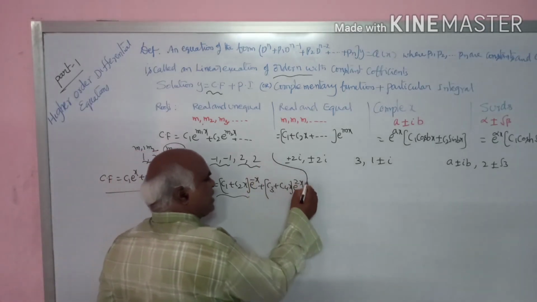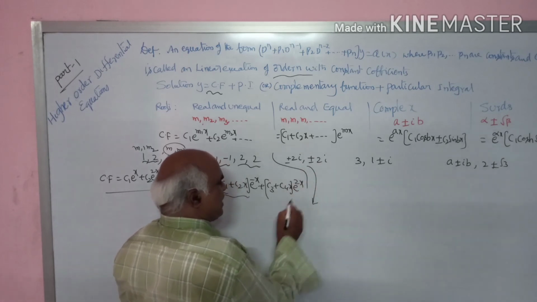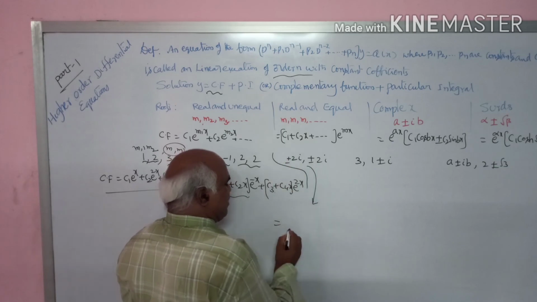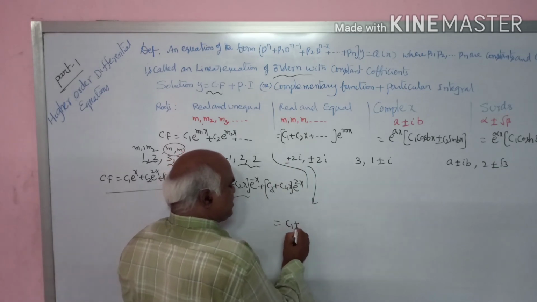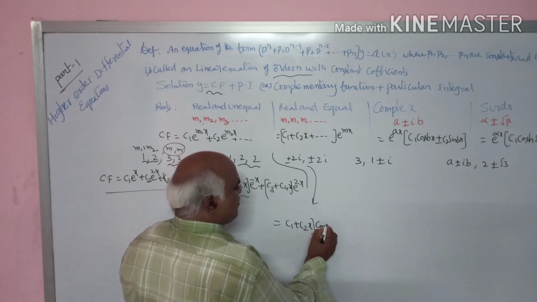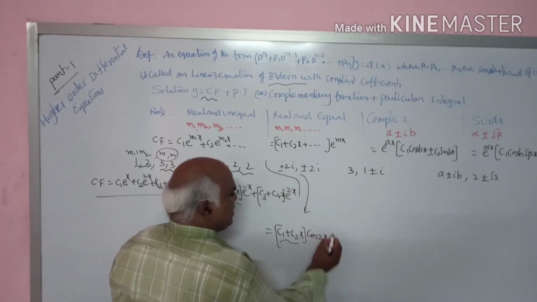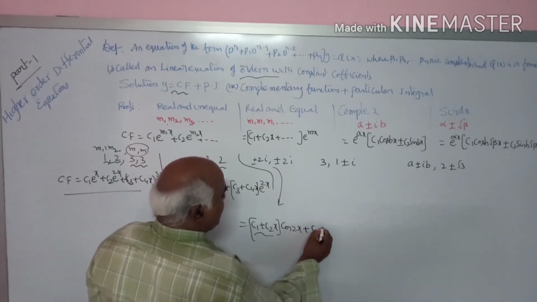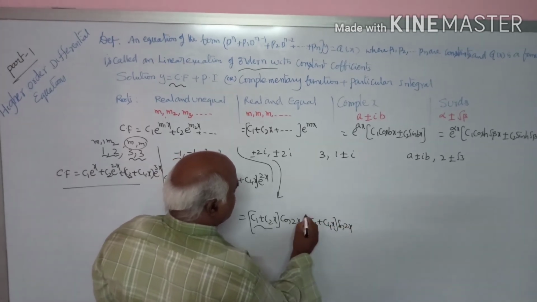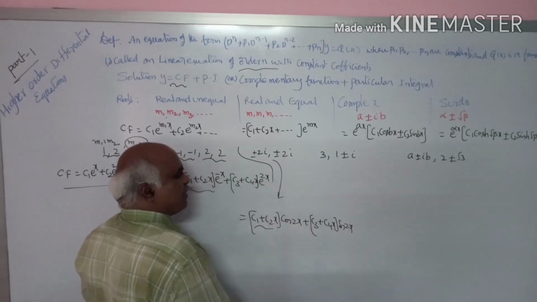Next, here you can see the two roots are complex but repeated. What is the complex form? A plus or minus ib, there is no real value, therefore c1 plus c2x into cos 2x, c1 plus c2x for repeated. Similarly c3 plus c4x into sin 2x is the complementary function for two repeated complex roots.